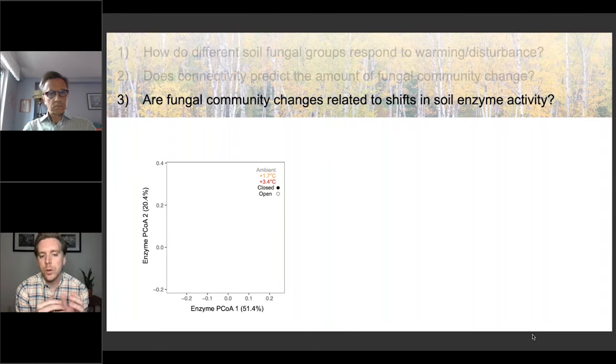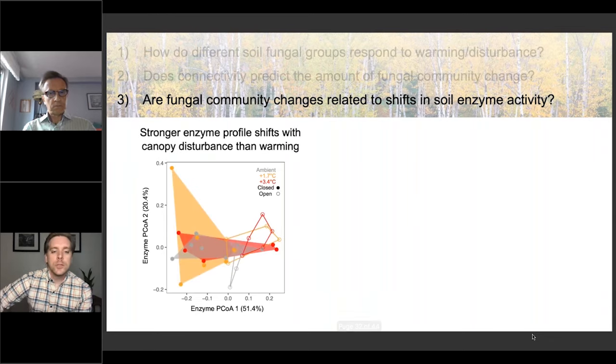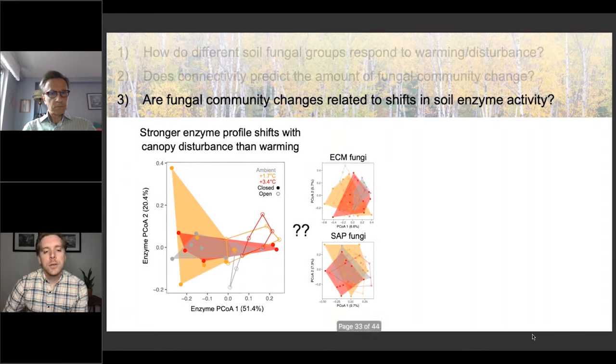So this is a principal component analysis of the suite of enzyme activities that we measured, similar to the microbial composition. And here we see a stronger enzyme profile shift with canopy disturbance than with warming. So you can see the open canopy holes slightly move to the right in this graph. But again, I was interested in how these shifts in cumulative enzyme function relate to the patterns of community responses to warming and disturbance.